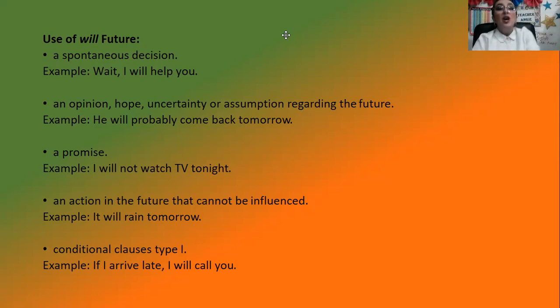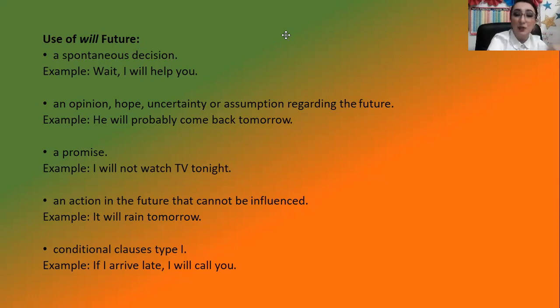Also, as we were saying, we are going to be having a promise. A promise. Yes, I will not watch TV tonight. It is not necessary for me to say, I promise. Well, but you are inferring that it is about a promise that someone is giving you, or a promise that you are making, okay?